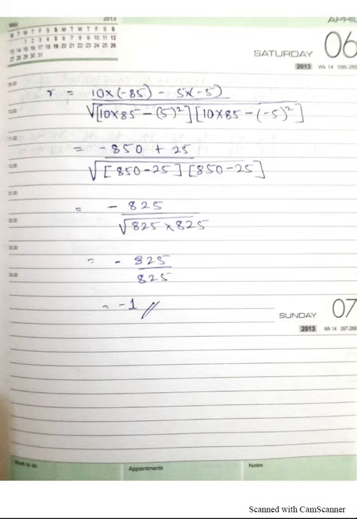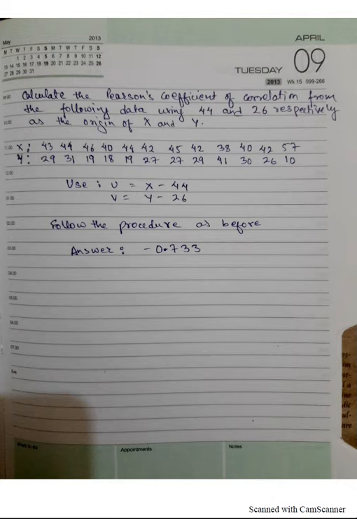So this is how we solve a problem for correlation using this formula. Now I am giving you one sum to solve yourself. Calculate Pearson's coefficient of correlation from the following data using 44 and 46 respectively as the origin of x and y. So x here is given 43, 44, 46, 40, 44, 42, 45, 42, 38, 40, 42, 57 and y is given 29, 31, 19, 18, 19, 27, 27, 29, 41, 30, 26 and 10.